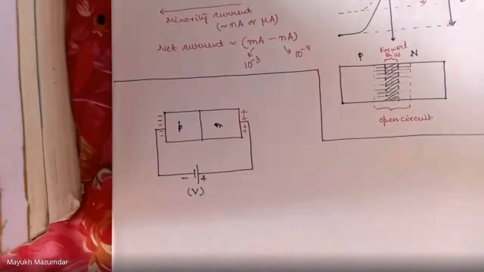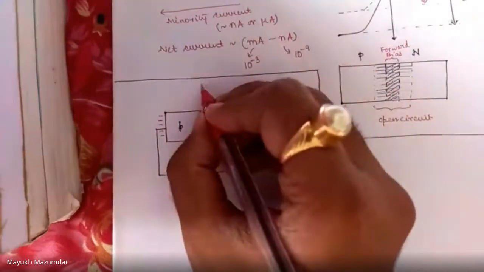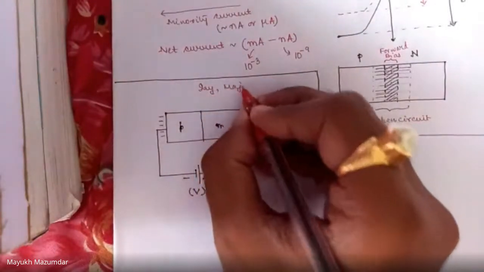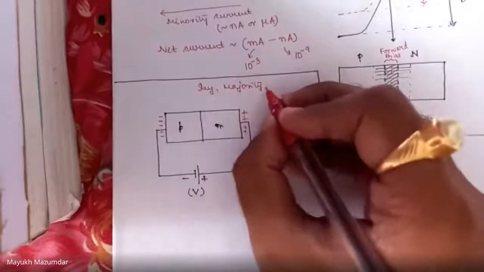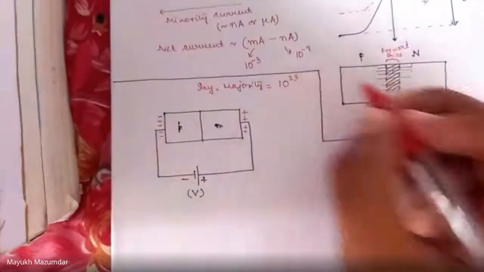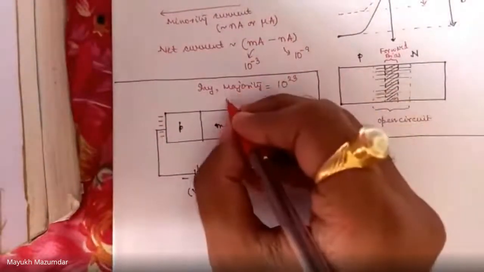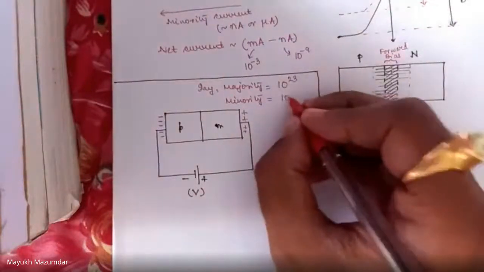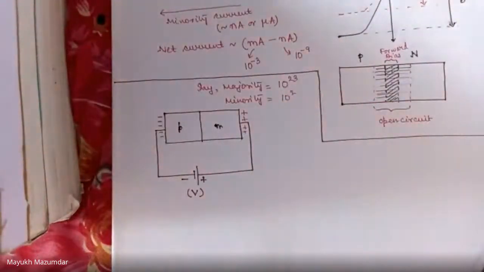See, minority carriers, in the first place, are very few in number. Say majority carriers are about 10 to the power 23, then minority carriers are only 10 to the power 2. Just compare the relative density, the relative abundance, of majority carriers.